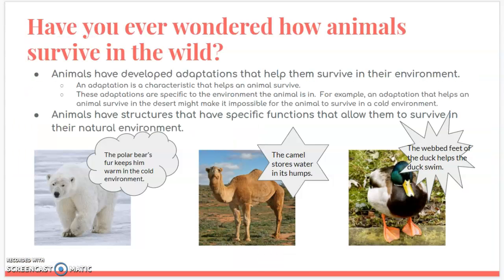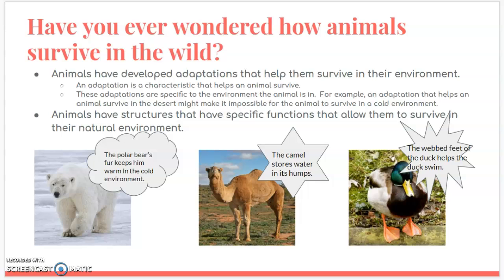Okay, so have you ever wondered how animals survive in the wild? Animals have developed adaptations that help them survive in their environment. An adaptation is a characteristic that helps an animal survive. These adaptations are specific to the environment the animal is in. For example, an adaptation that helps an animal survive in the desert might make it impossible for the animal to survive in the cold environment.